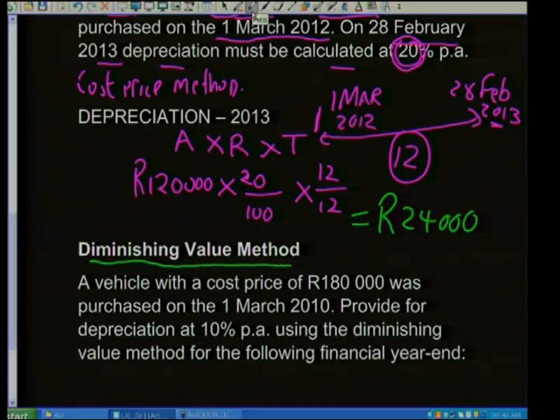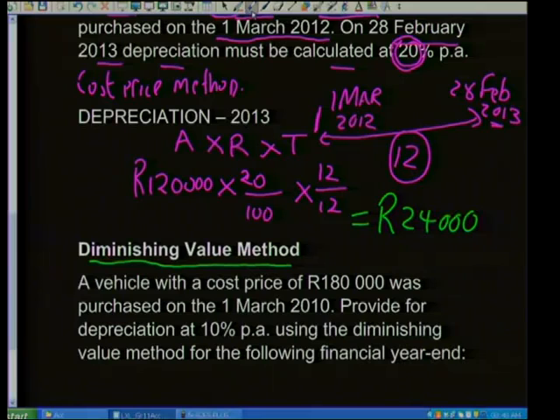Now, your diminishing value method is slightly different from the cost price method. Let's read the example first, and then we'll look at the calculation and see how it differs from your cost price method. A vehicle with a cost price of 180,000, so again we're given a vehicle, cost price this time is 180,000, was purchased on the 1st of March 2010. Provide for depreciation at 10% per annum using the diminishing value method for the following financial year end.